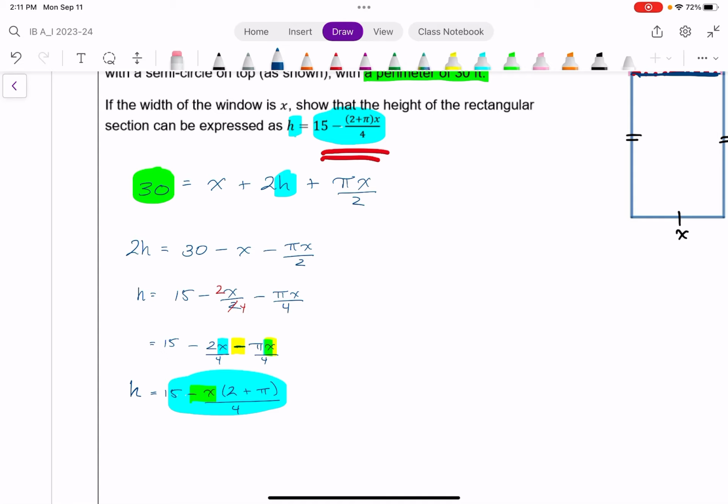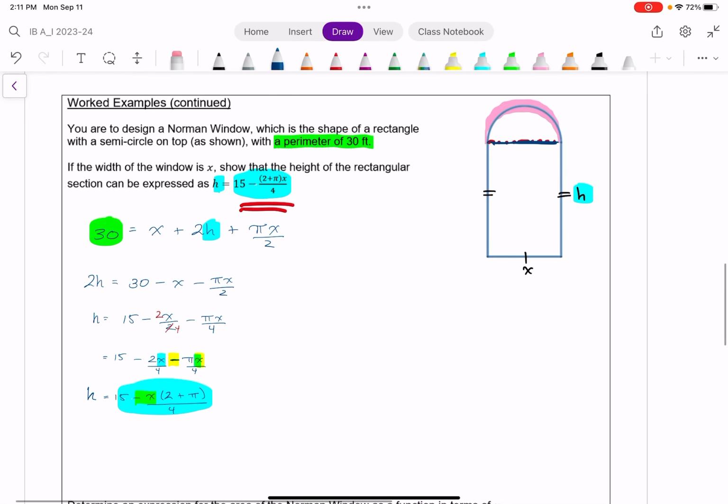All right, so the last part now is let's determine a function of the area of this whole Norman window as a function of just x. Well, again, first let's think about how do you find the area of this whole shape. I have a rectangle and a semicircle. And so the rectangle is just x times h. That's the area of that part. And the area of the circle is half pi r squared. So let's kind of formalize these things down here a bit.